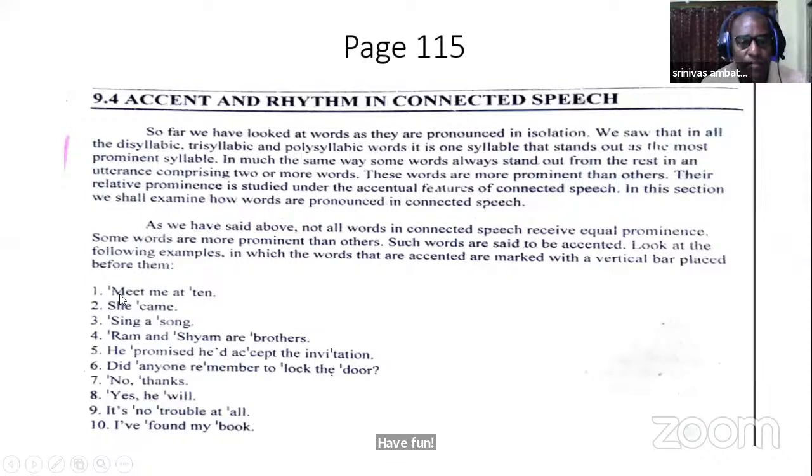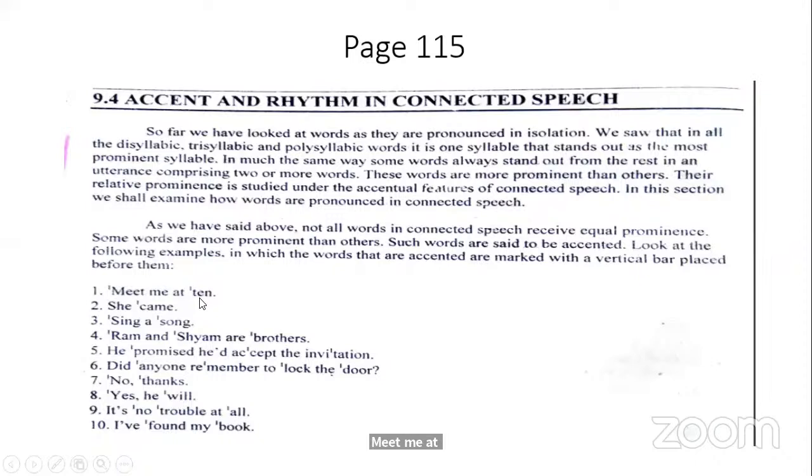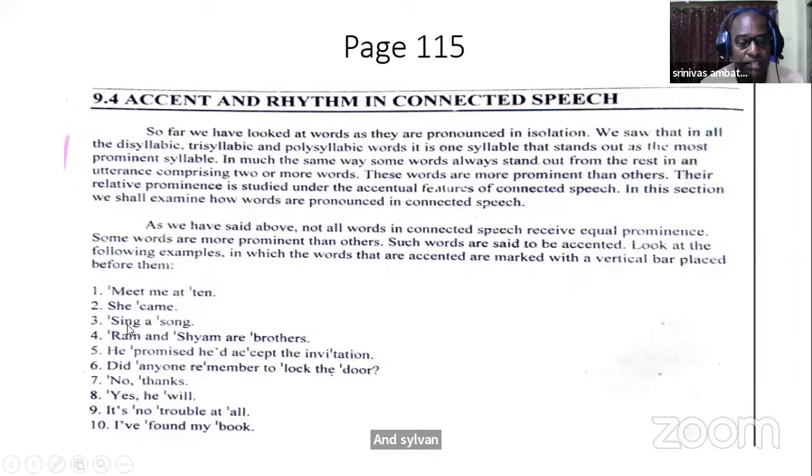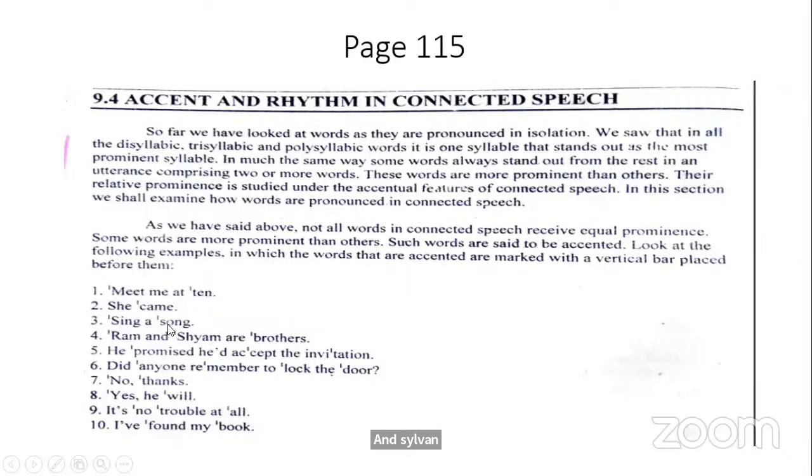So, in all the sentences, you have found primary accent only. The primary accent is in different places. First sentence, Meet me at ten: on the first syllable and the last syllable. Can you observe? Second, only the second syllable: She came. Third sentence, Sing a song: first syllable and last syllable. Fourth, Ram and Shyam are brothers: first, second and last.